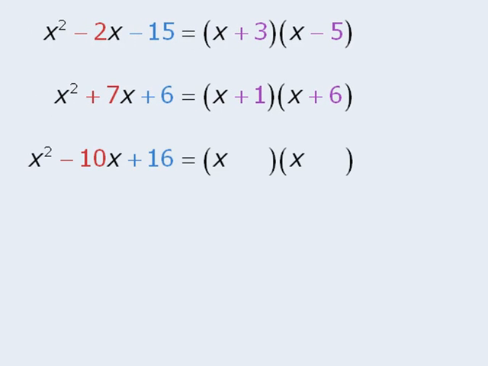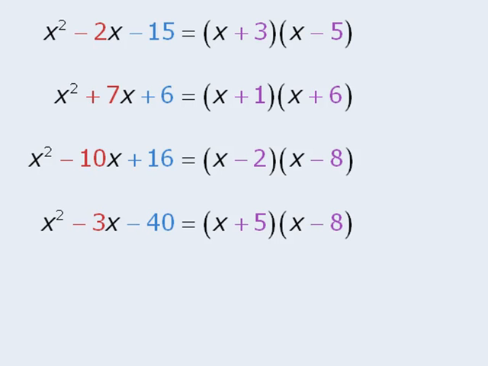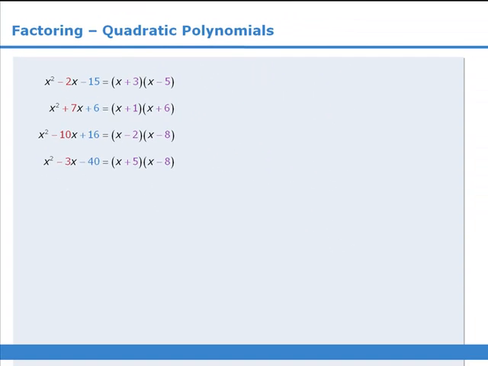The factorization of the next quadratic polynomial is missing two numbers, and these two numbers add to negative 10, and they have a product of positive 16. So these two numbers must be negative 2 and negative 8. Finally, the two missing numbers here must add to negative 3 and have a product of negative 40. So these two numbers are positive 5 and negative 8.